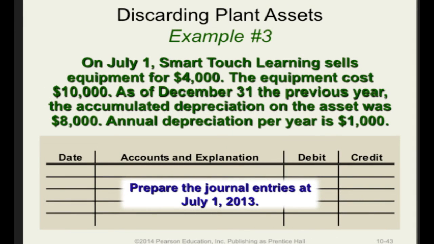In the third example, on July 1, Smart Touch Learning sells equipment for $4,000. The equipment originally cost $10,000. As of the previous December 31st, the accumulated depreciation on the equipment was $8,000. Annual depreciation expense is normally $1,000 per year. This is how we would prepare the journal entries for this transaction.